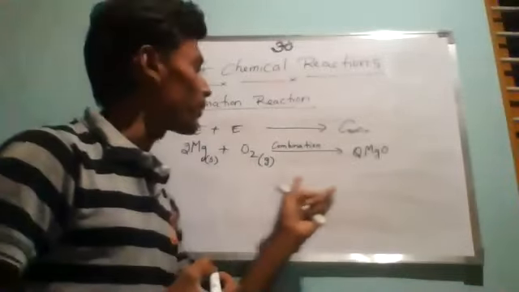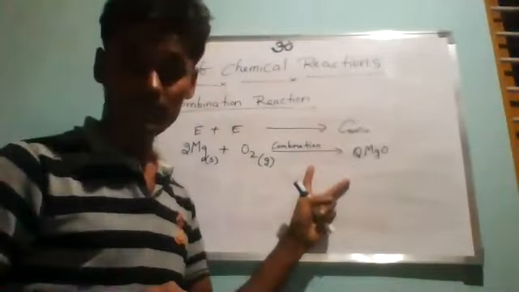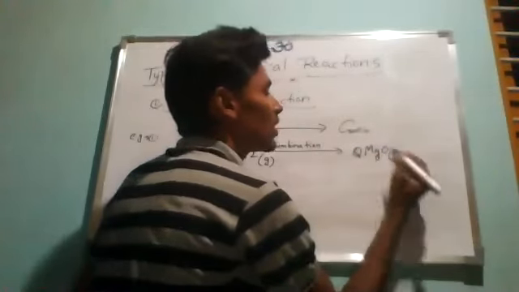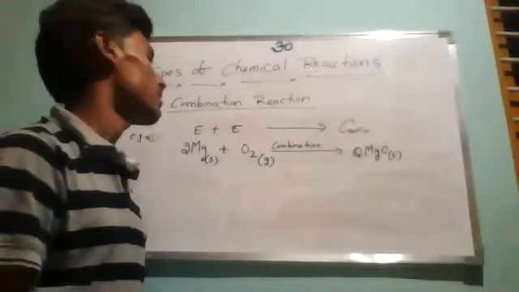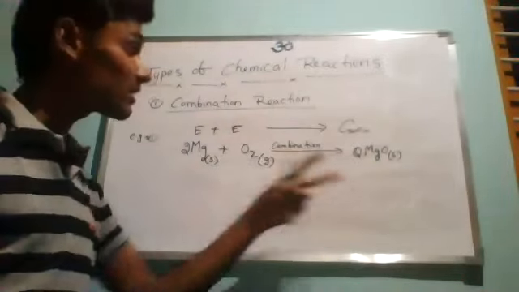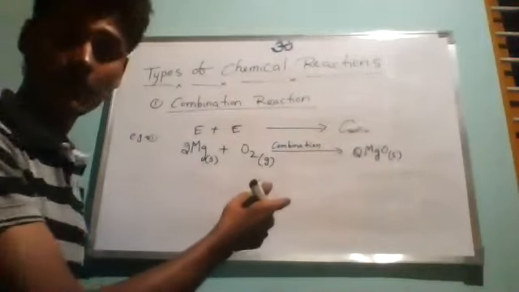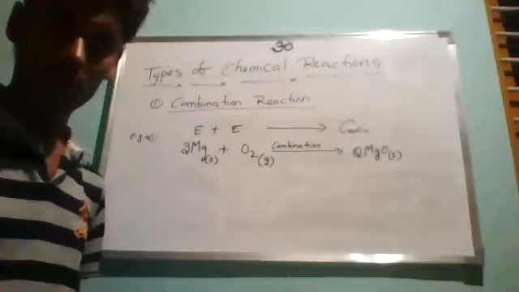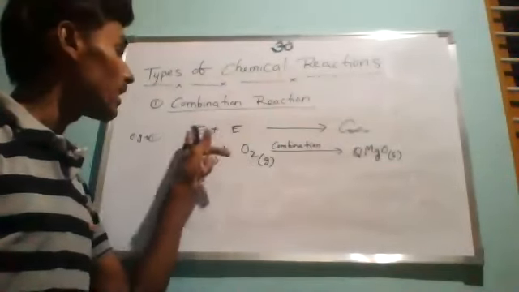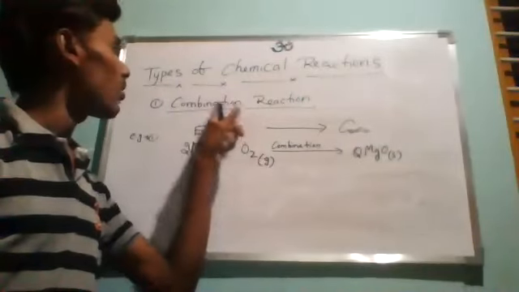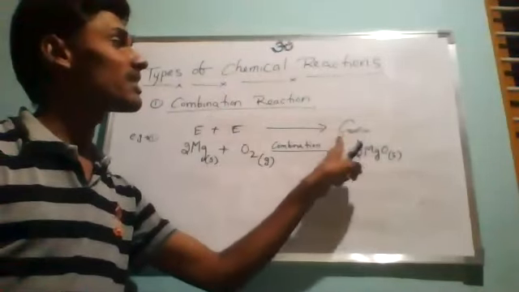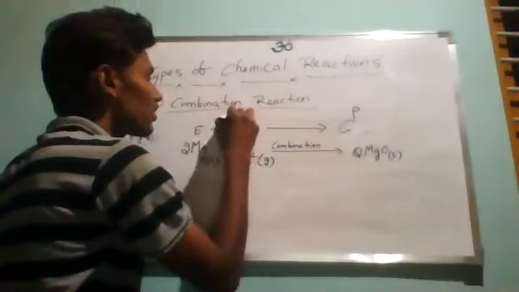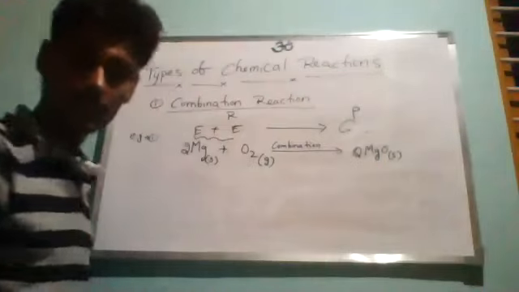These two will combine together and form a solid substance called magnesium oxide. Now it is a balanced chemical equation, and it is also more effective and informative. This is the first example of element plus element combining in a combination reaction and forming a single compound, which is the product, and these are called reactants.